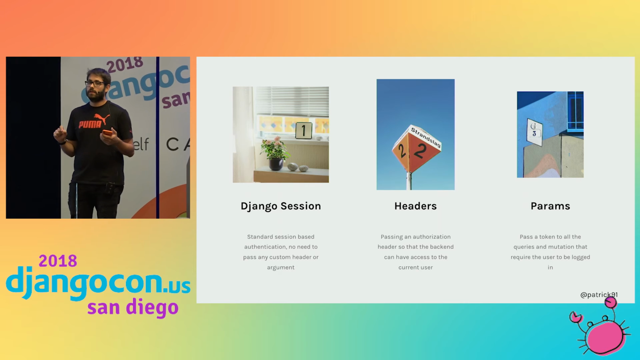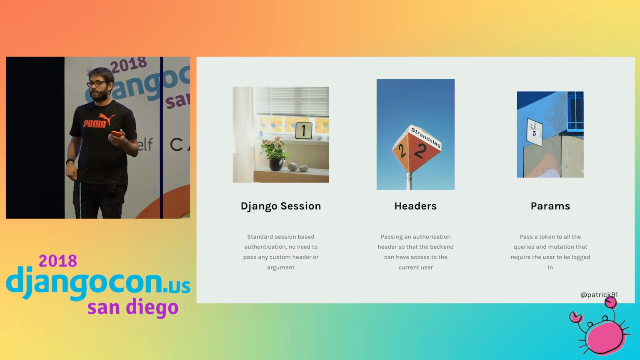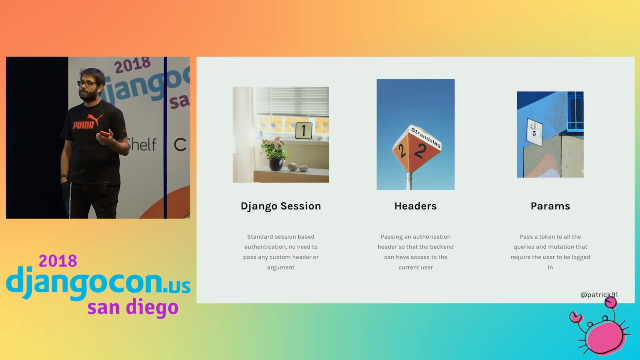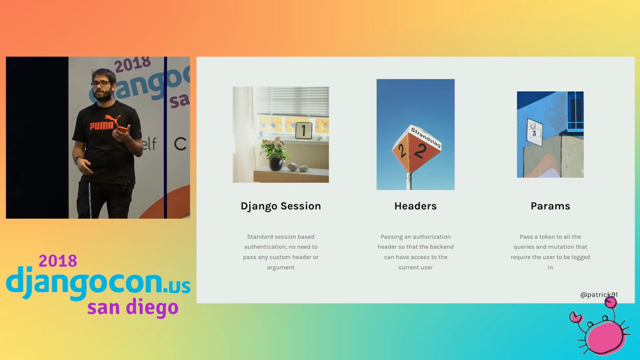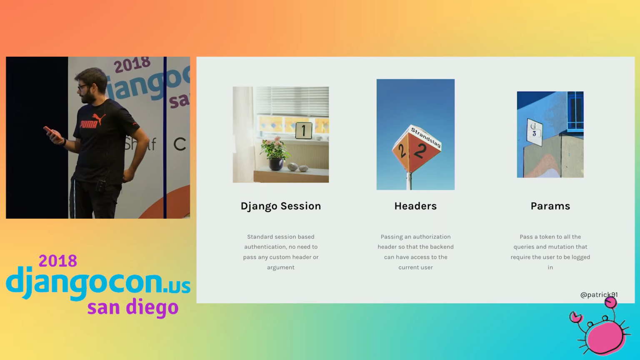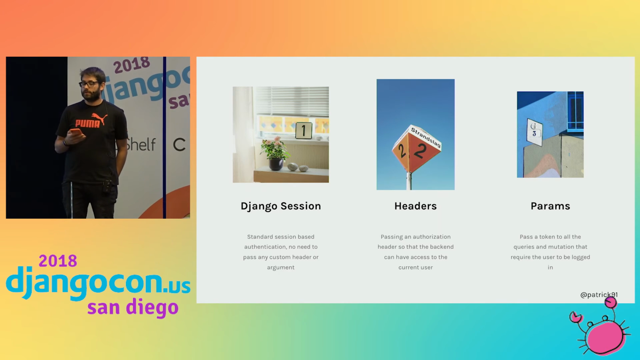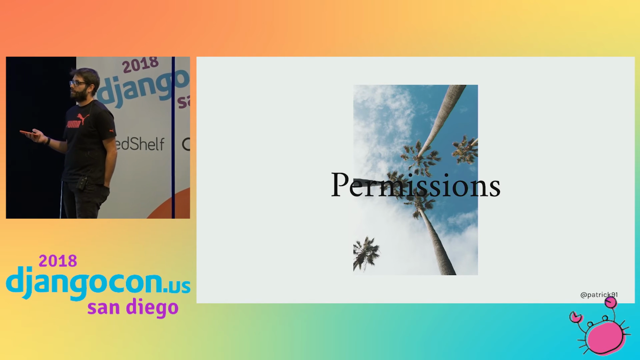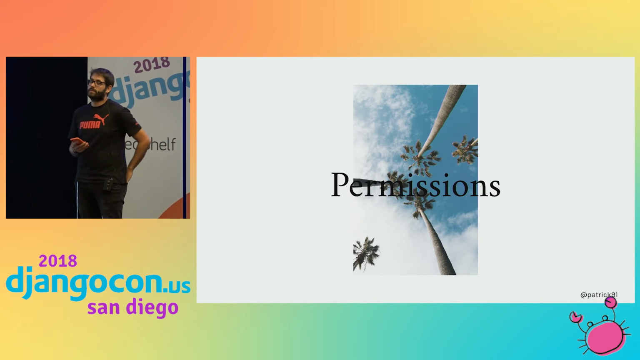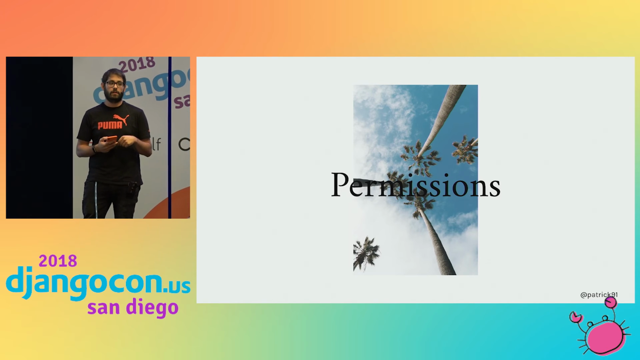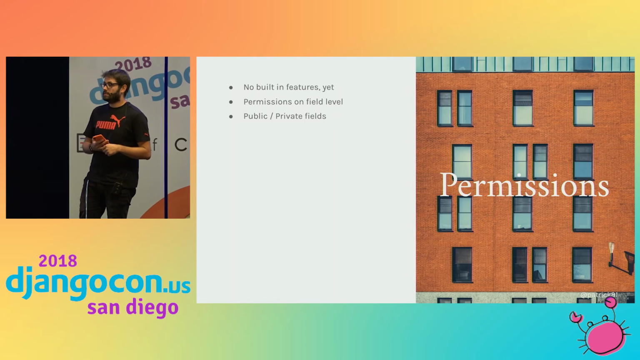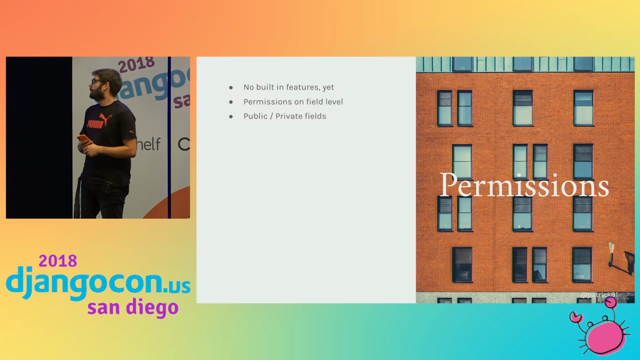Since you can add arguments to all the fields that you have, you can, for example, send the token as an argument for a mutation. This might work in some cases when you only have one mutation that needs authentication. So it's up to your requirements. Another thing is permission. If you've been used to Django REST framework, it's really easy to add permission to all the resources that you have. Unfortunately, there are no built-in features in Graphene yet.